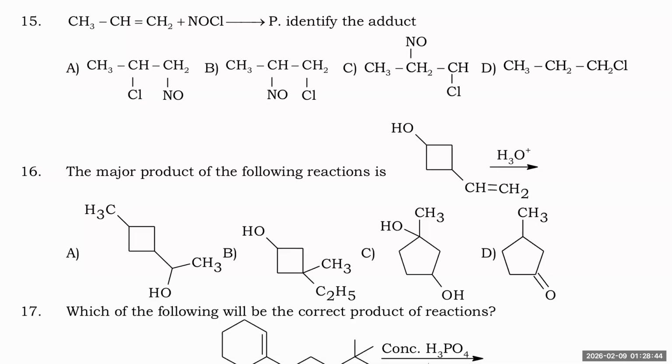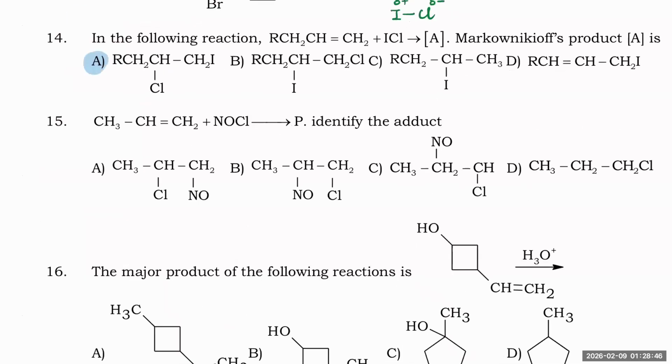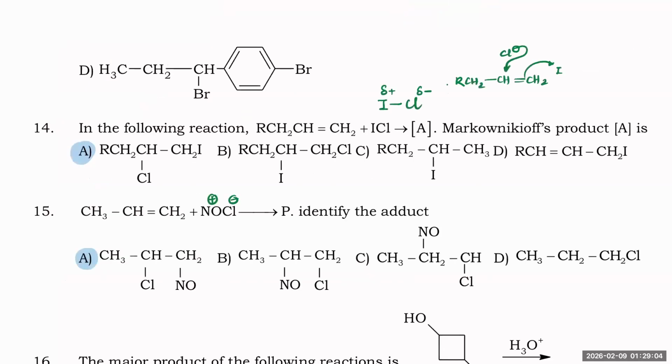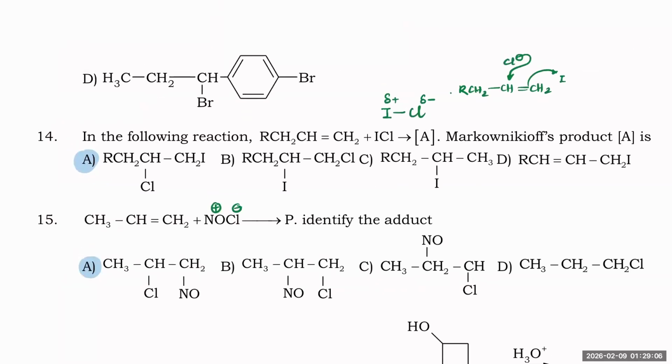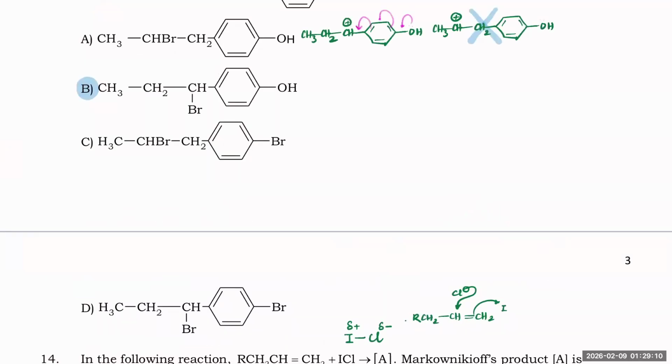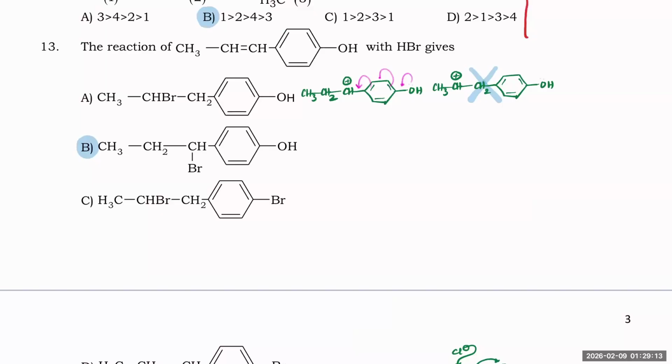Check out 15th. NOCl, the same logic again, same compound. This will be NO plus and Cl minus. So NO plus should be at the terminal side. Chlorine should be inside here. So again, option A. You can see again you are getting the same option A. Okay. Till 15, any doubt, beta? If anybody has felt that something was rushed or you need to check again, please let me know. Any doubt?